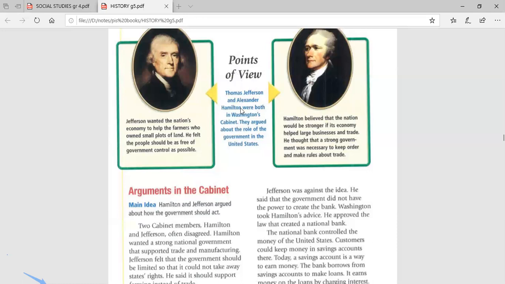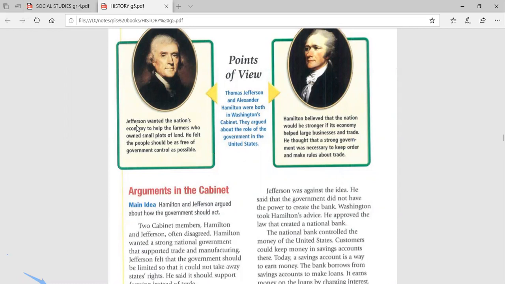You know that points of view. Look at these two pictures. Here in your book is written points of view. Thomas Jefferson and Alexander Hamilton were both in Washington's cabinet, right? One of them, Jefferson, was Secretary of State, and Hamilton was Secretary of Treasury. So they argued about the role of the government in the United States. So each one has a point of view. What is this point of view?